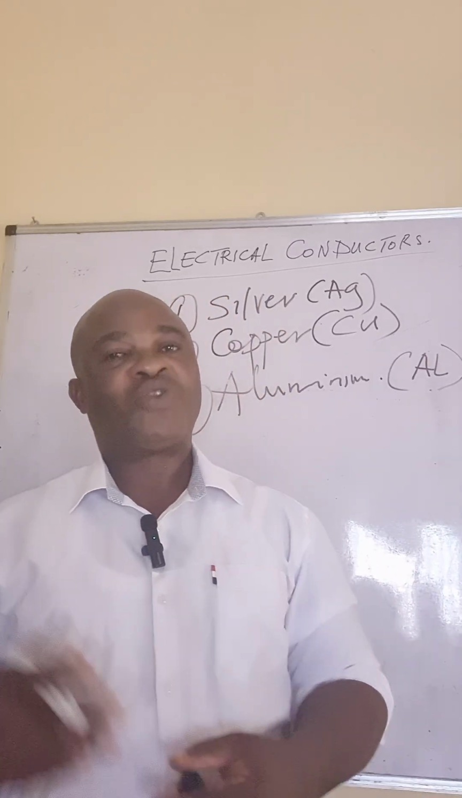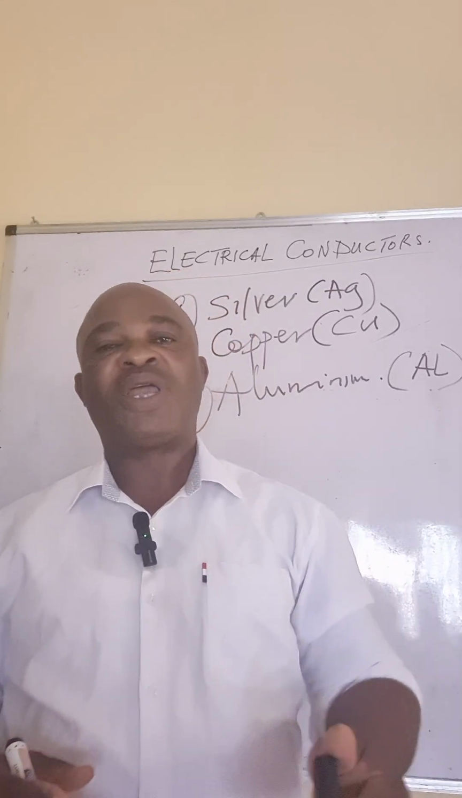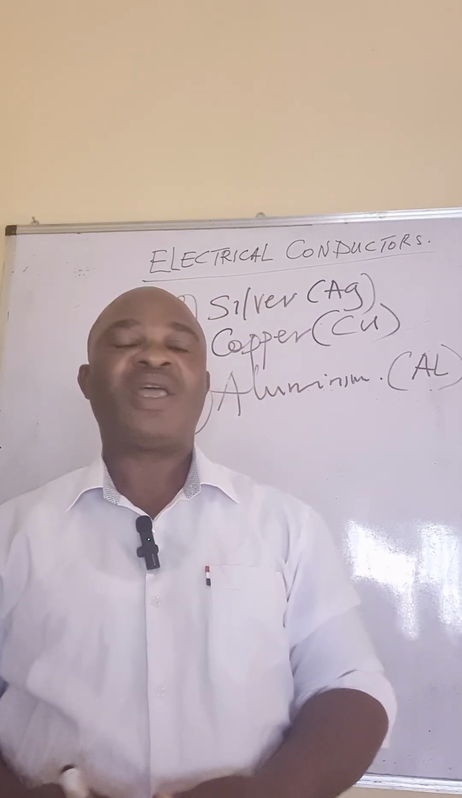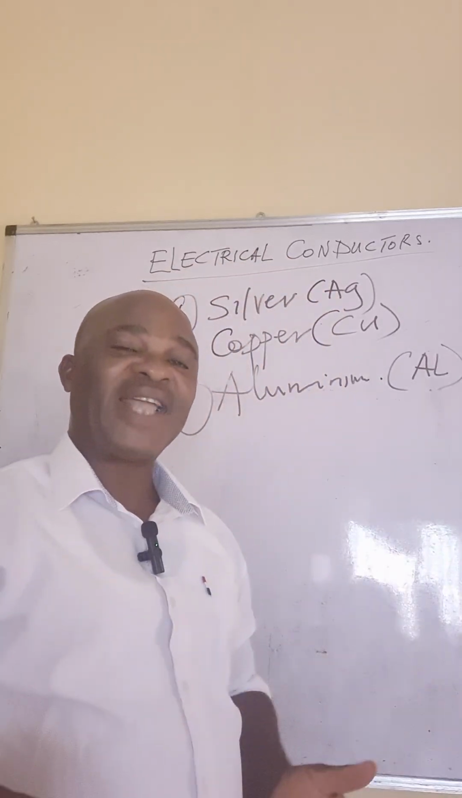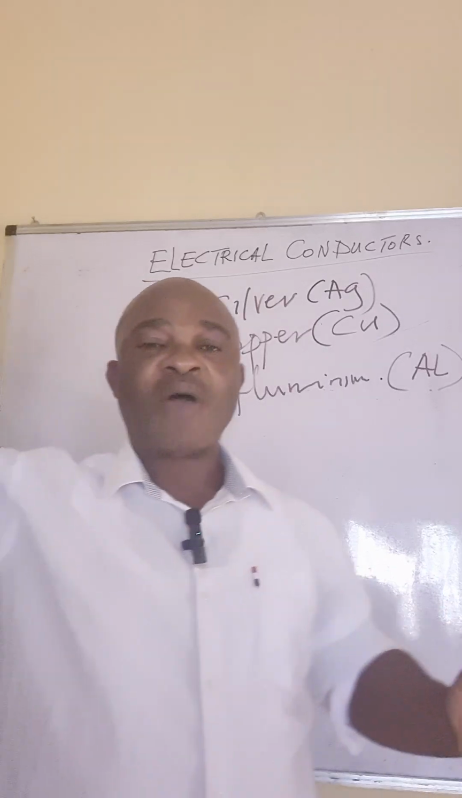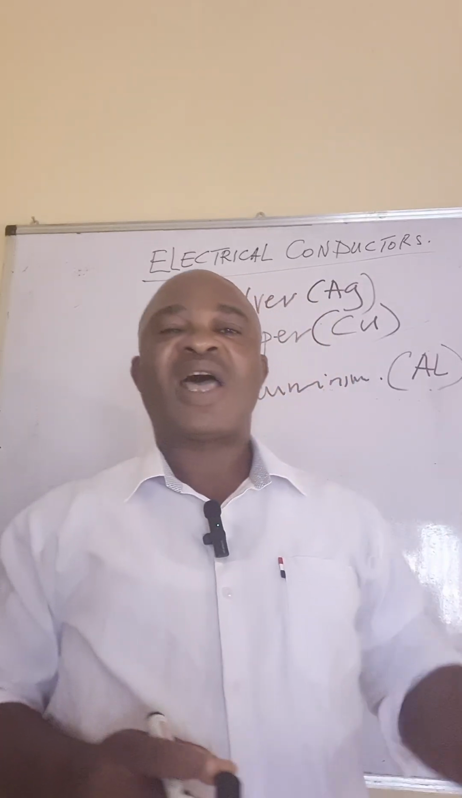I think about 2.7 or thereabout gram per cm cube for aluminum. So the density is far lower. Because of that, it's very, very light. So that is why we can use it to run our long distance transmission network. So that is aluminum for you.